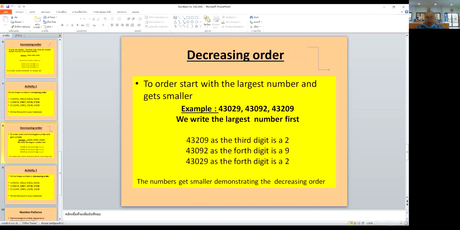The second number, which is bigger than the third, we have to look at the fourth number. And we have 43092 and 43029. And a fourth number that is bigger is 9. 9 is bigger than 2. Because 9 is bigger than 2, 9 gets written in the second place. And then the 2 gets written in the third place.